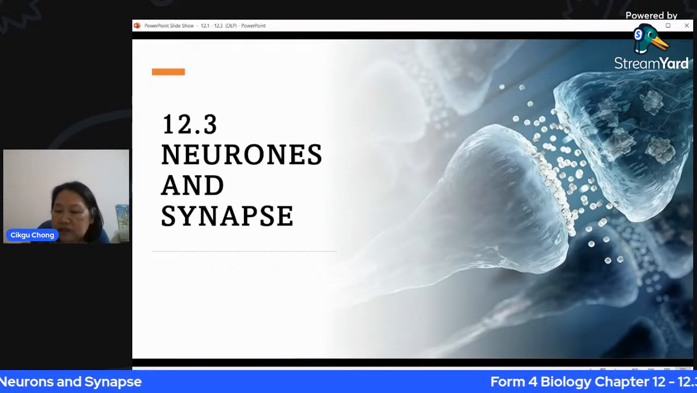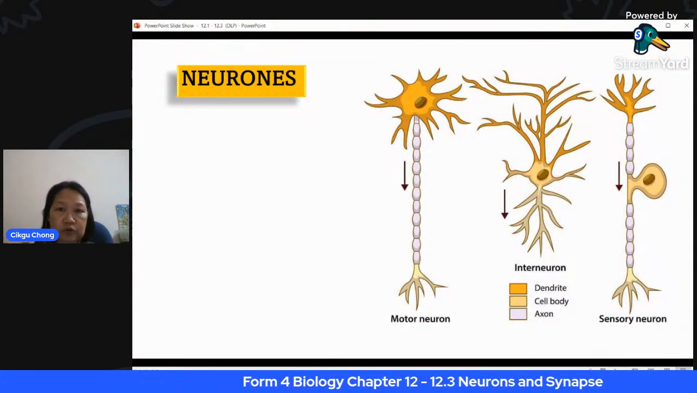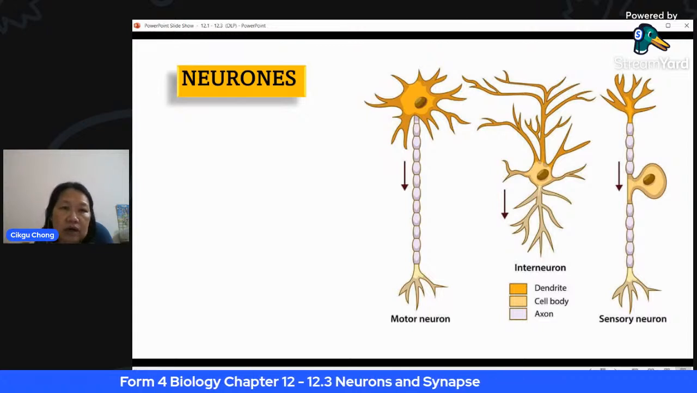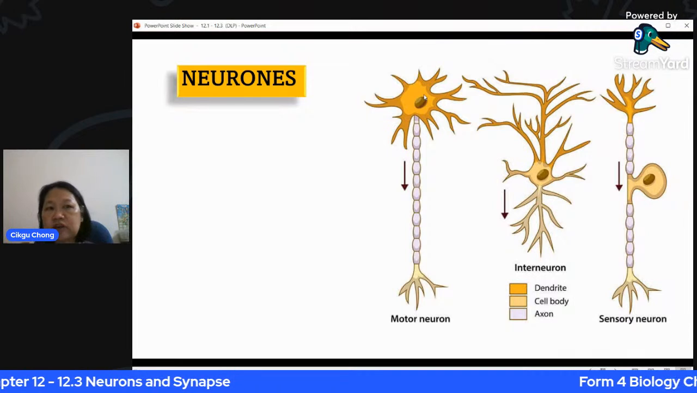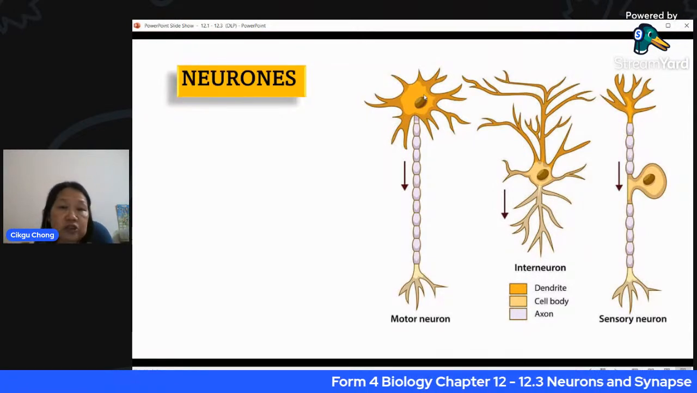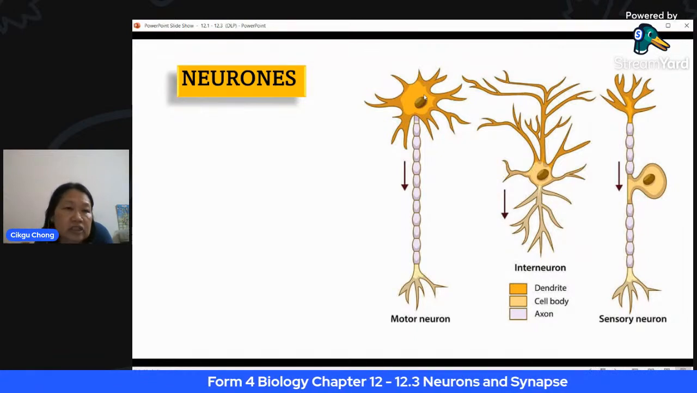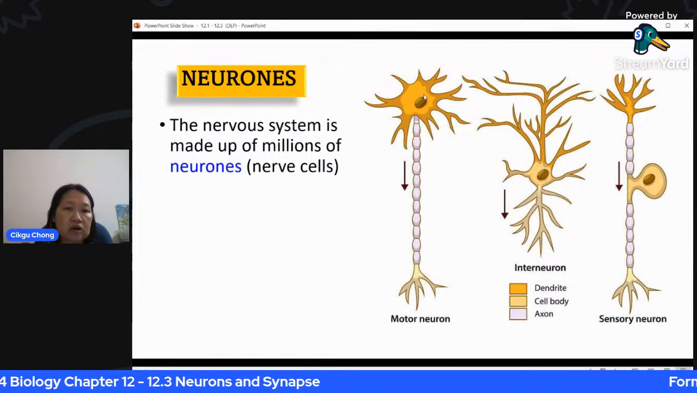All right, so neurons and synapse. First of all, let's look at neurons. There are actually three types of neurons. Without understanding the structure, I'm going to go through the structure of the neuron first. Every neuron should have these particular basic structures. Before that, let me introduce the names. The nerve cells are called neurons.